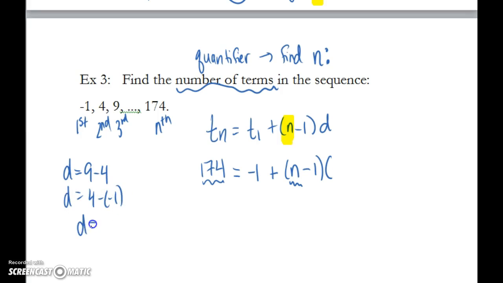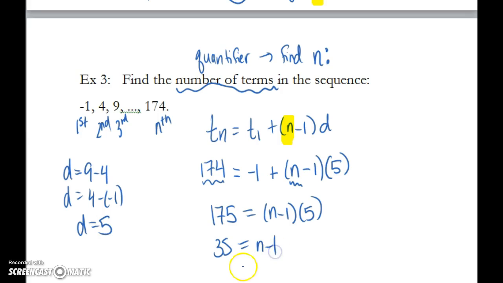And we can get d equals 5. So we're going to plug 5 in for d, and now it's a matter of solving our equation. So if we add 1 to both sides, we get 175 equals n minus 1 times 5. The easiest thing to do now is to divide by 5. You could distribute the 5, but it's just a little bit more work. So we get 35 equals n minus 1, which means n equals 36.